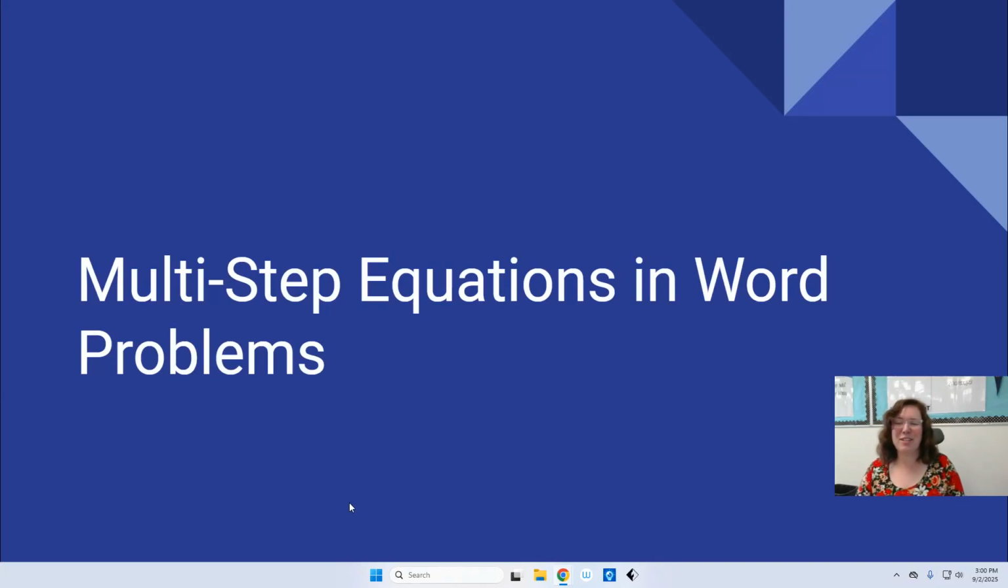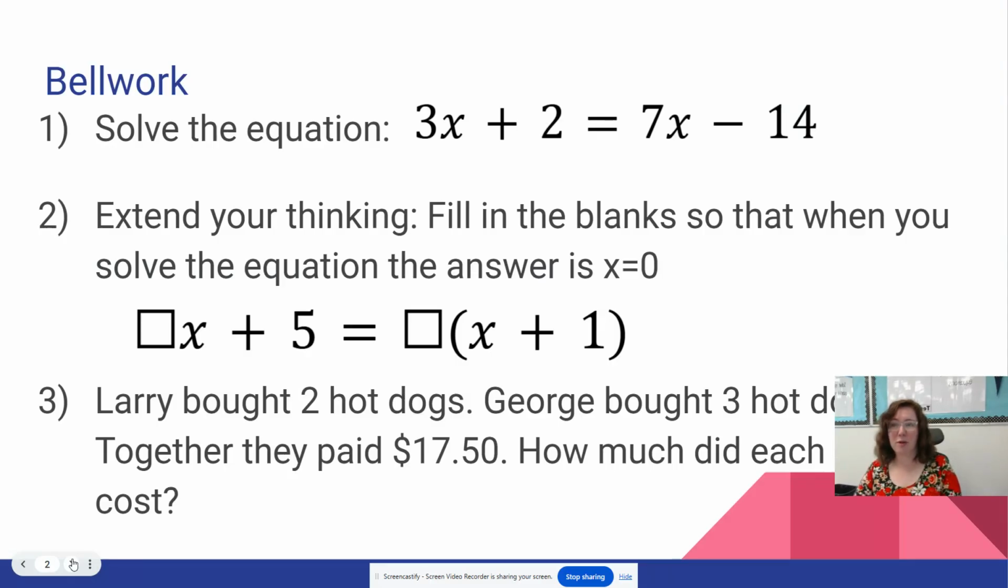Hi, today we're going to talk about multi-step equations in word problems. So word problems that take more than one or two steps to solve. So first we start with our bell work.